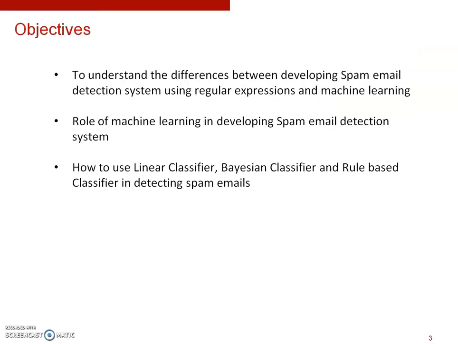The objectives of today's lecture are to understand the differences between developing a spam email detection system using traditional methods like regular expressions and using machine learning. What is the role of machine learning in developing a spam email detection system? And how to use different models like linear classifier, Bayesian classifier and rule-based classifier in detecting spam emails.